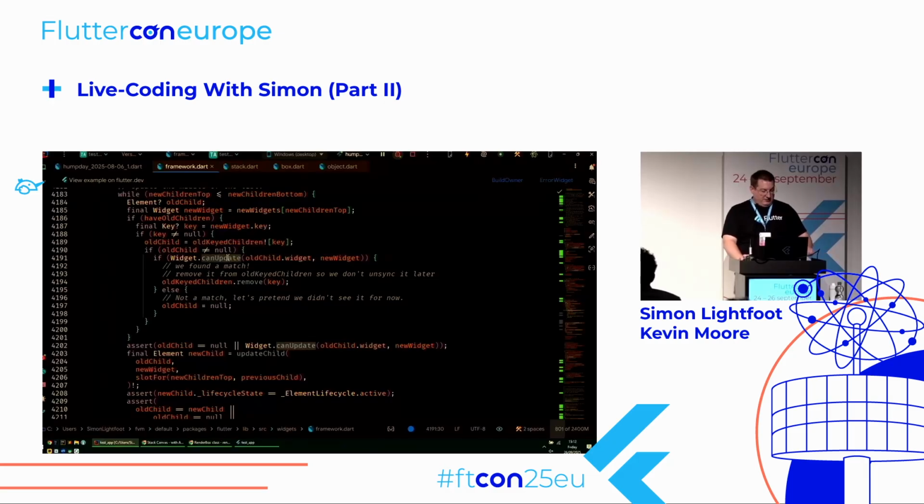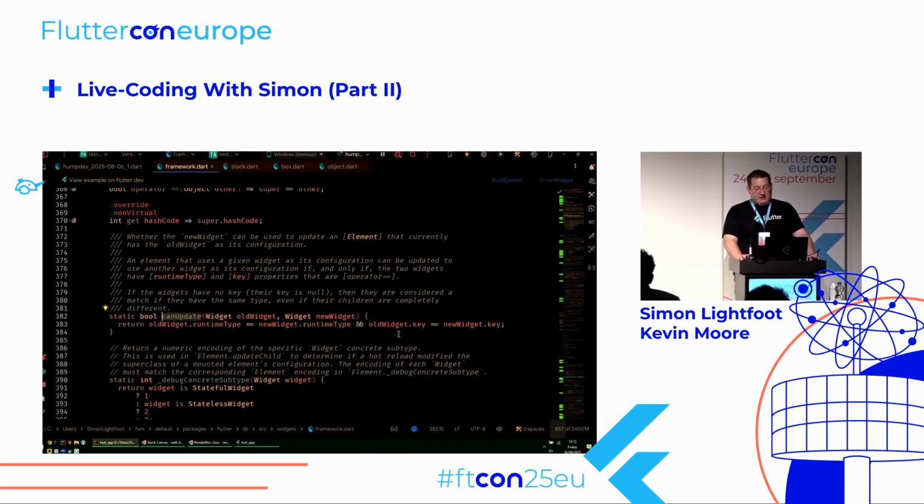But the magic function is this can update, and can update is on a widget which checks the runtime type and checks the key. That is it. That is how it determines it. So the problem with this is if you don't set a key, it's null. So that's going to be equal. That's fine. The runtime type is the same.